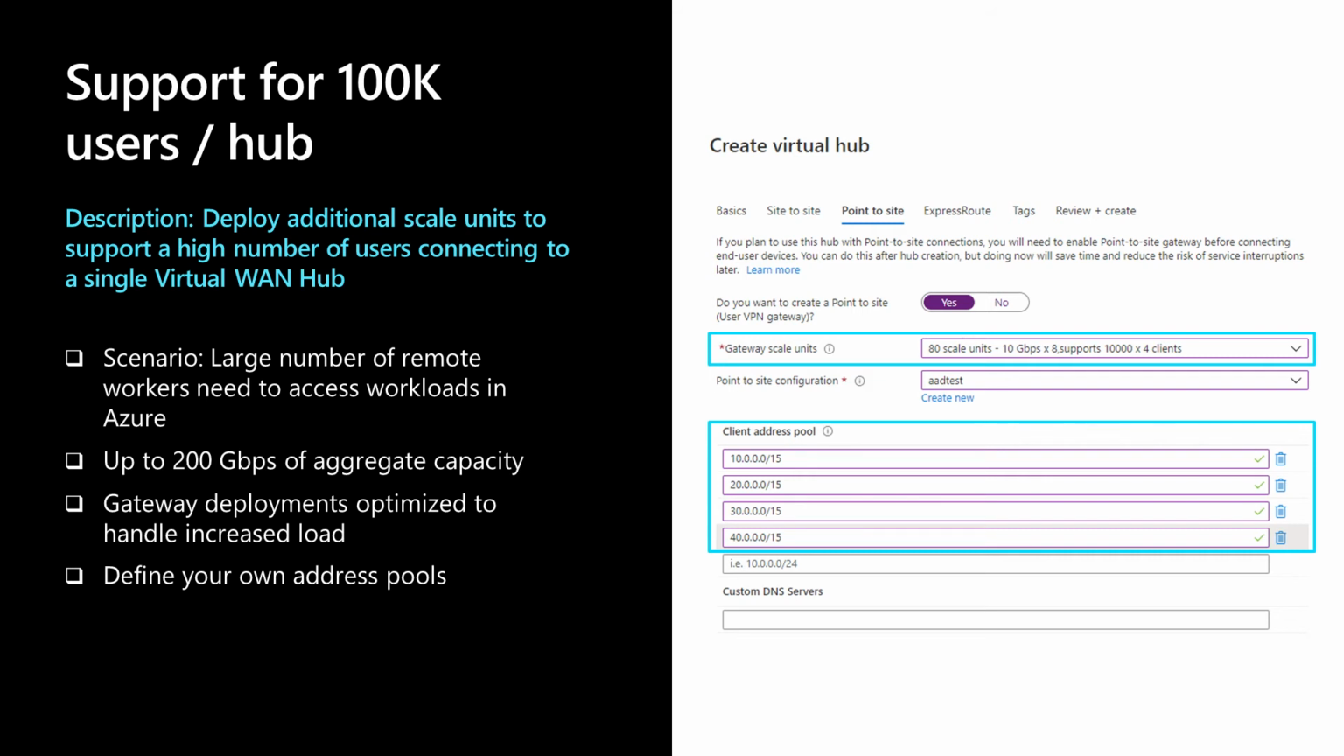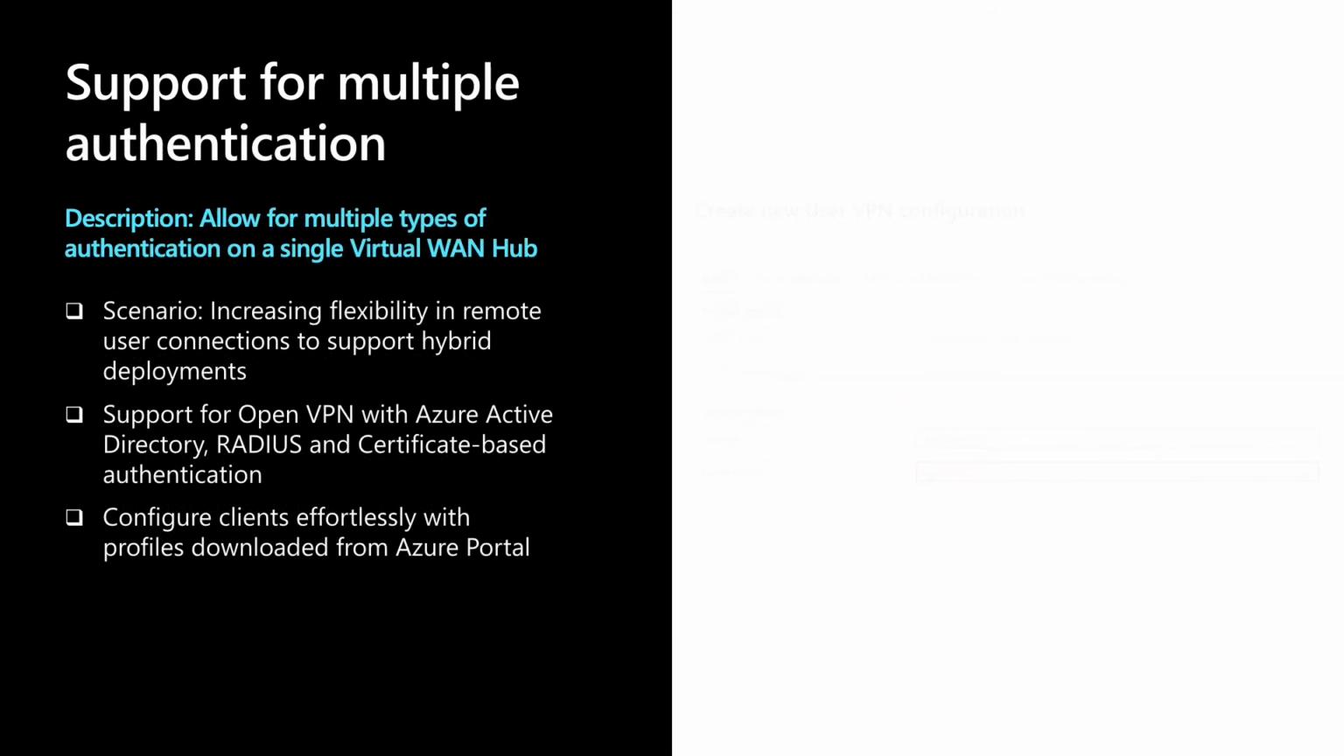On the right side of the screen, there's a screenshot of the portal where you can deploy up to 200 scale units and specify your own address pools that get assigned to the connecting clients. The second feature we're announcing is multiple authentication for remote user connectivity. We realize that some of our customers need flexibility in deploying their hybrid solutions. Not all users or devices can use all these authentication methods. So if you select the OpenVPN protocol, we can support any subset of Azure Active Directory, Radius, and certificate-based authentication. And the best part is that you can download the profiles needed to configure your Azure VPN profiles effortlessly.